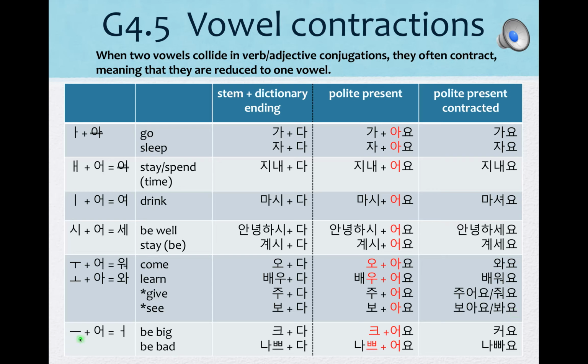Eu is also a dark vowel, so you have to use eo, but then eu is so weak it kind of disappears. So you end up with eo. To be big, 크다. Say it fast. 커요. Be bad, 나쁘다. 나빠요. That's weird. It should be 나뻐요, but it's 나빠요. I've heard 나뻐요 too, but I think the grammatical form is 나빠요.